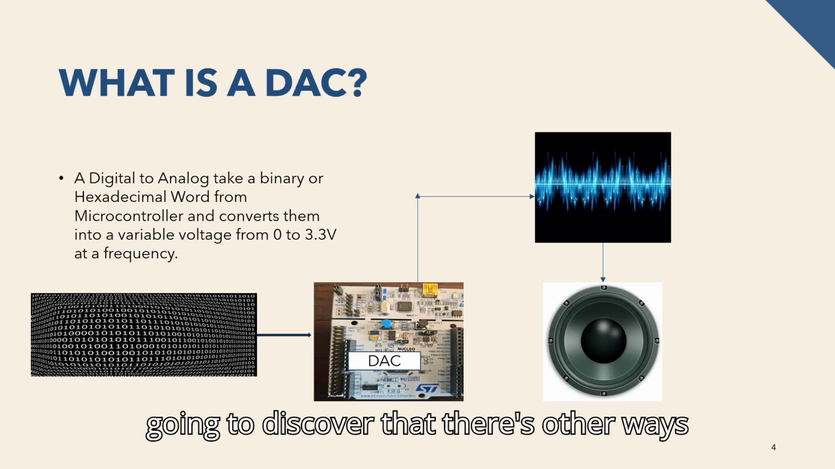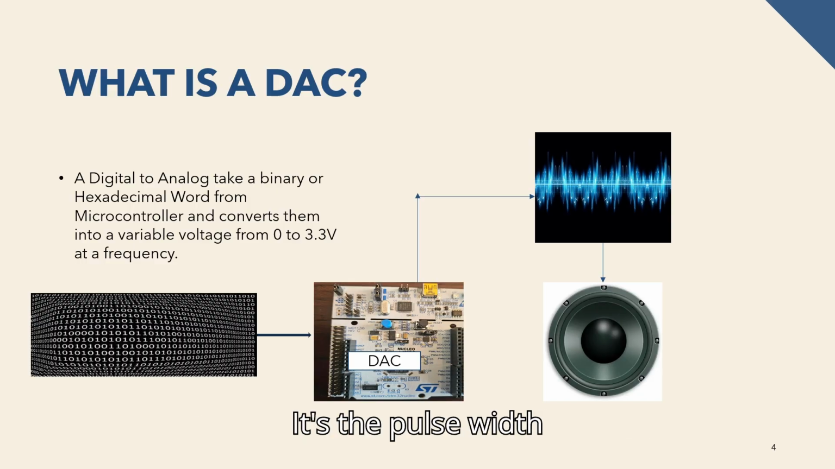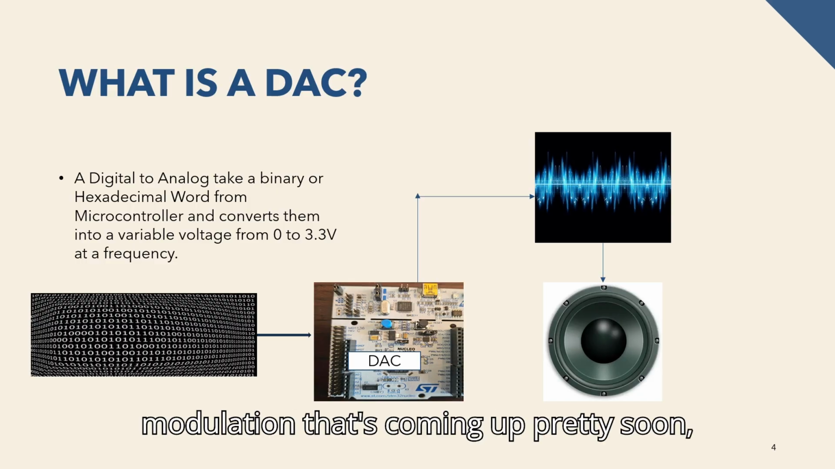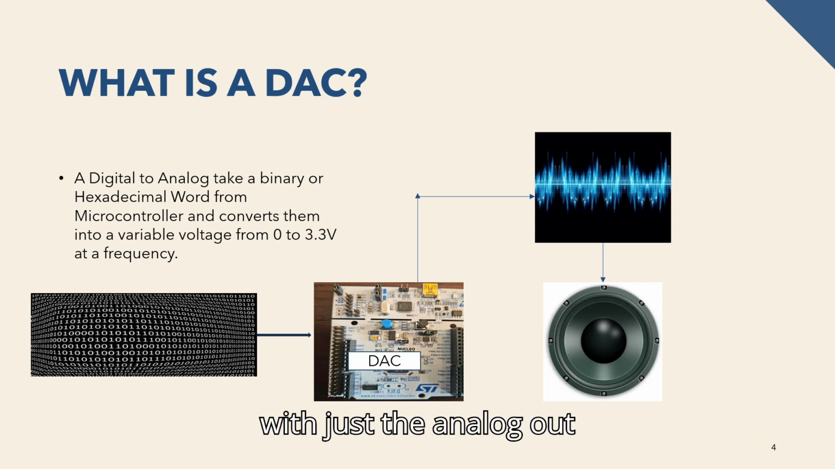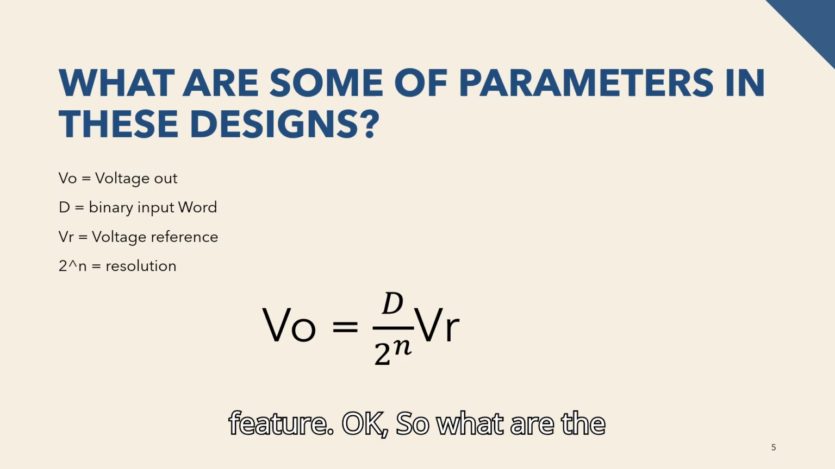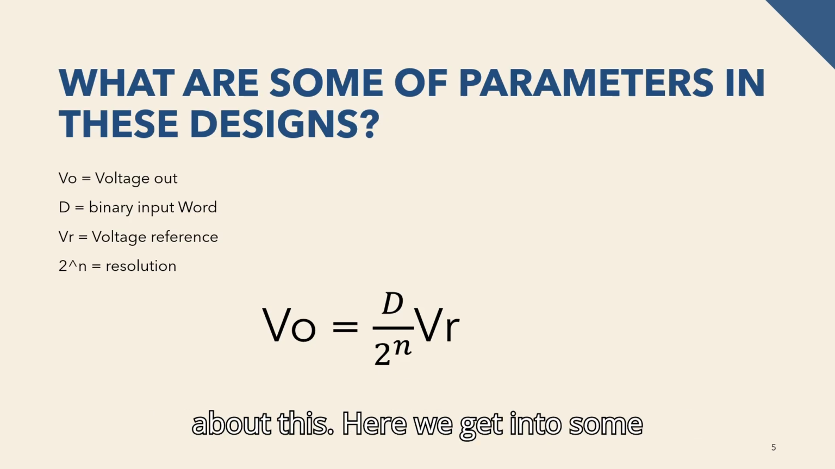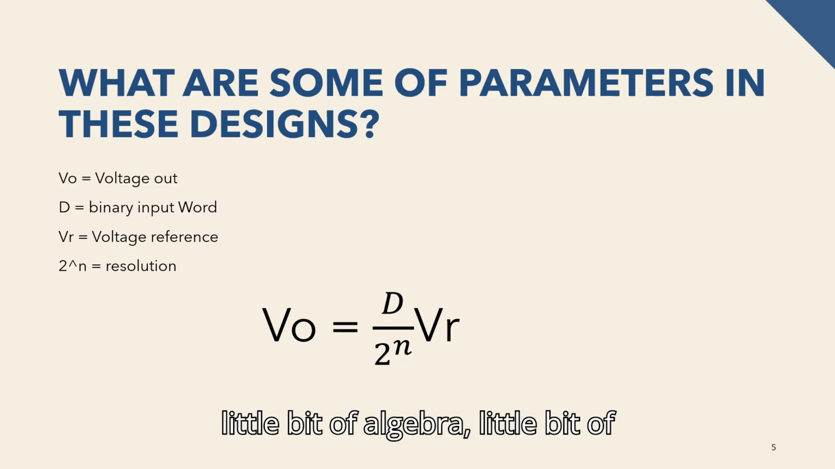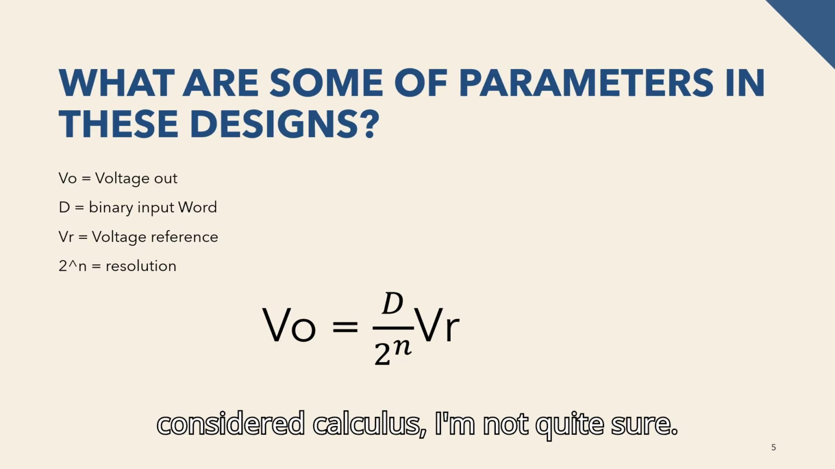You're going to discover that there are other ways of getting a similar output like that. It's pulse width modulation. That's coming up pretty soon, but right now we're just going to deal with the analog out feature. Okay, so what are the design parameters? We're going to talk about this. Here we get into a little bit of algebra, maybe a little bit of calculus. Maybe that's considered calculus, I'm not quite sure.